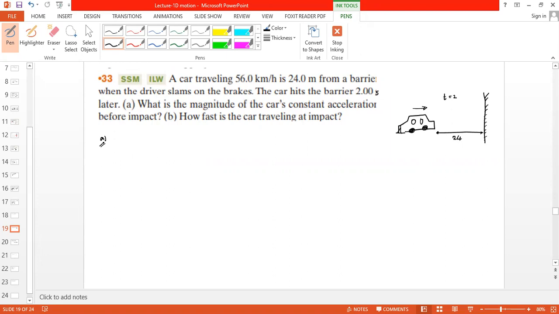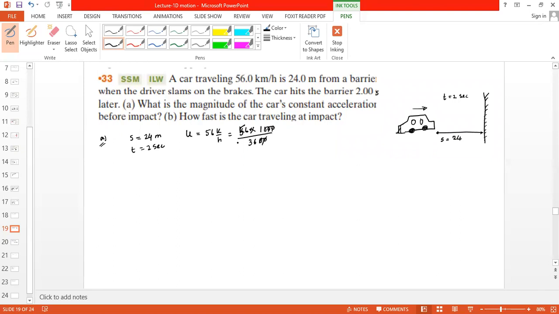জি স্যার করি। একটু try করো। I already told you, the thing is my distance is equal to 24 meter, right? This is my s, and time t equal to 2 seconds, and my initial velocity u was like 56 kilometer per hour. So this is basically 56 multiplied by 1000 divided by 3600.